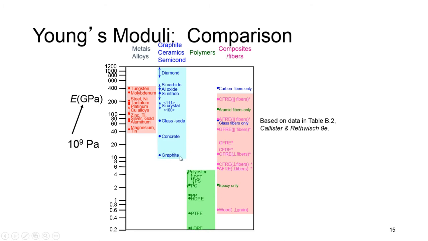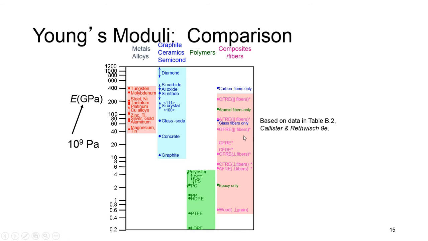Graphite, which has a very low value of bond between the planes, van der Waals bond between the planes, shows a low value of E, and you can see in wood perpendicular to the grain size, and in some of the polyester we even see lower value of Young's modulus.